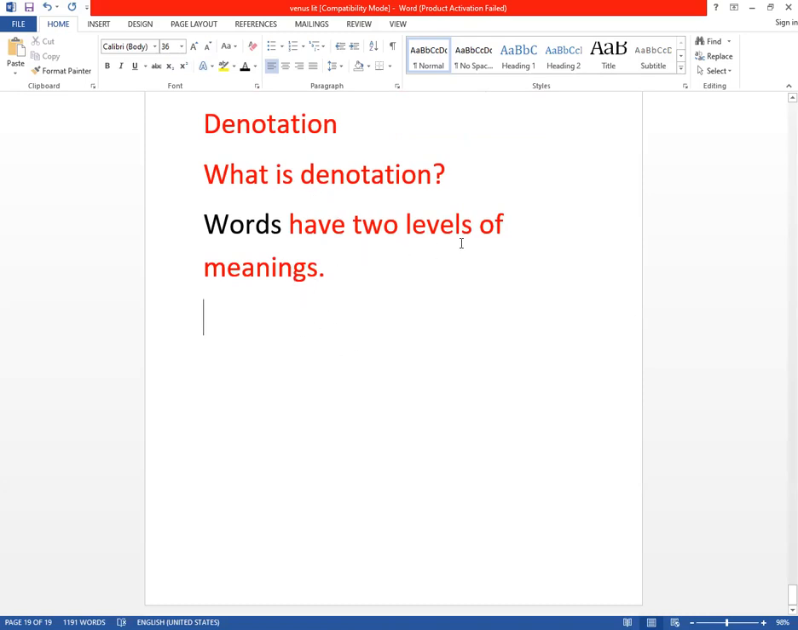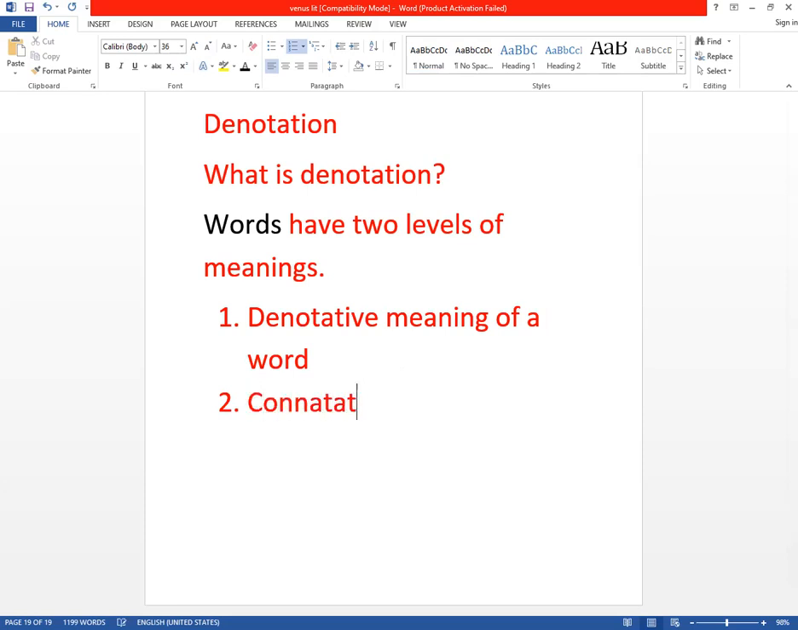Denotation. Words have two levels of meanings. One level we call denotative. Denotative meaning of words. Denotative meaning of a word. The other level is connotative. Connotative meaning. Connotative meaning of a word.